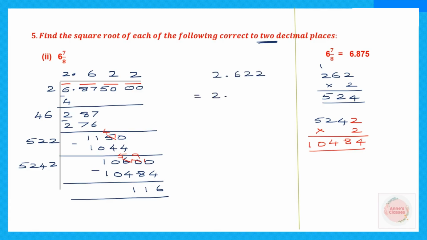So this remains the same, this remains the same. Now let's look at this digit and the digit next to it. It is less than 5, so this digit will remain the same. It will not change because this one is less than 5. So this is 2 and our final answer is 2.62.